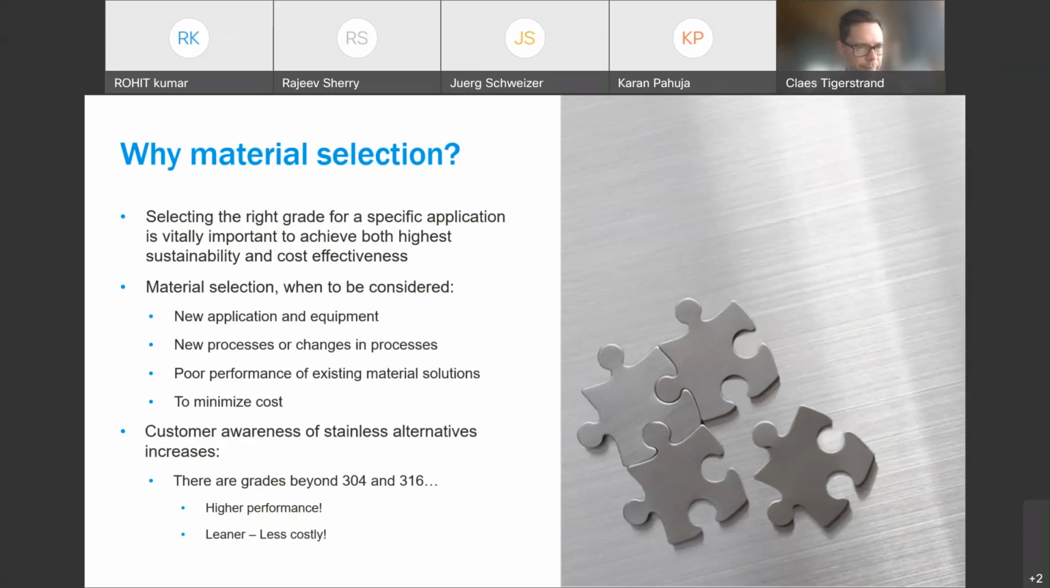And what is very important here is to create awareness of the different options you have, because there are quite many different types of stainless steel that we already have been talking about in earlier sessions. There are grades beyond the most common stainless steel 304 and 316 to get higher performance or to go leaner, less costly.